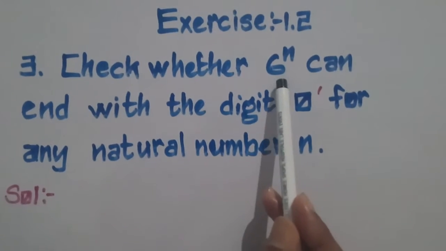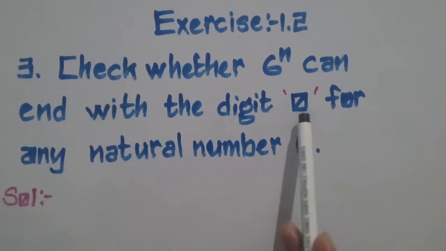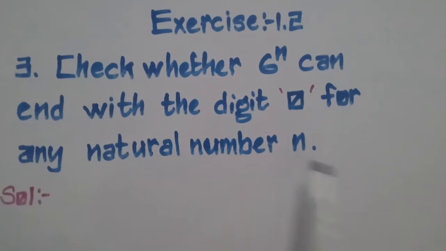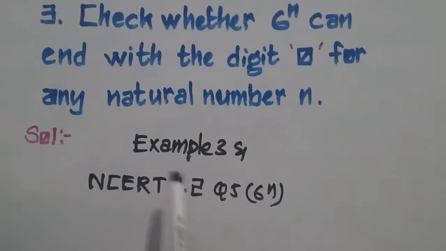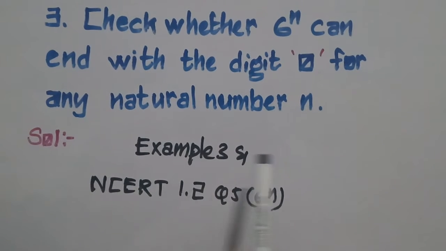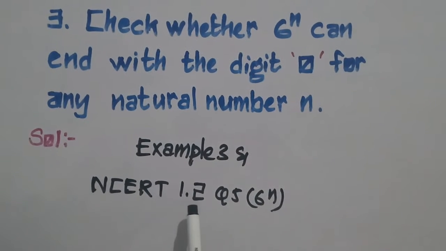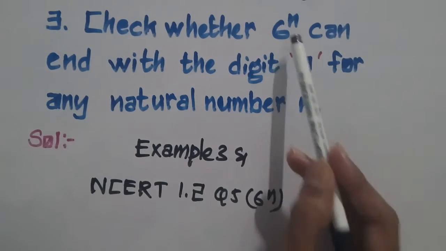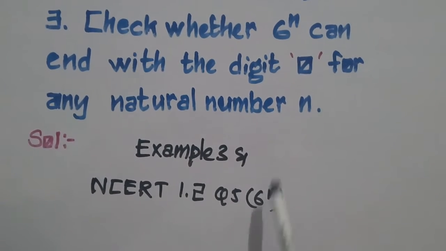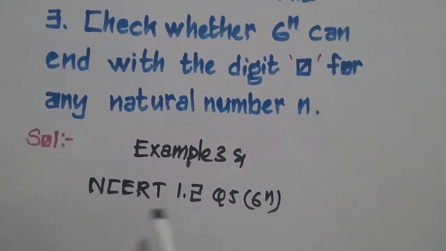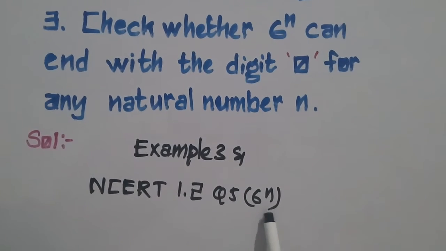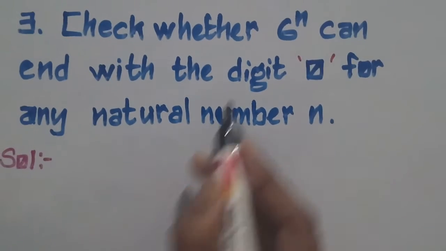Check whether 6 to the power of n can end with the digit 0 for any natural number n. See example 3, 4 to the power of n there, and also in NCERT 1.2 question 5, the same problem, 6 to the power of n only. This is in the TS and AP syllabus. I'll write the steps afterwards.